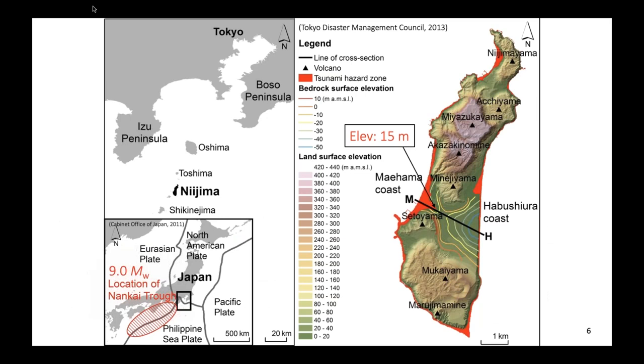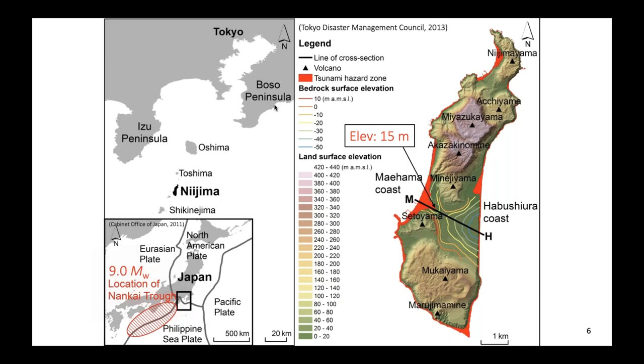So here is the map of the study area. The study area is called Niijima Island, which is not very far from Tokyo. It is located in a tsunami-prone zone. The government of Japan anticipates that a large-scale earthquake will occur along the so-called Nankai Trough. Under this scenario, Niijima Island will be inundated by seawater up to 15 meters above mean sea level. On the right-hand side, you can see the topography map of this island. It is composed of several volcanoes in the north and in the southern part. And in the middle, there is a low-lying plain, which will suffer from the tsunami inundation.